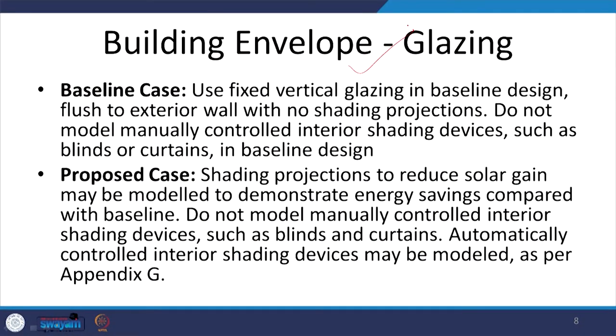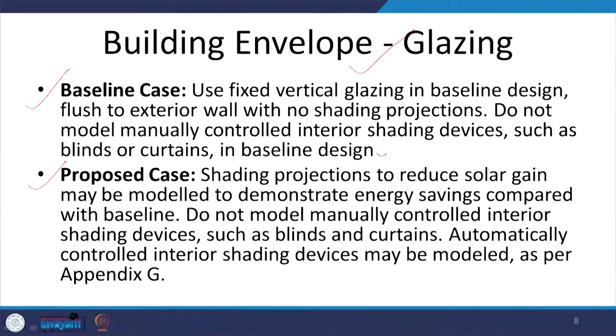If you are talking about building envelope glazing, there are several factors. As far as the material is concerned, the U value and SHGC, we have already seen that they will be taken as per the standard in the base case, while in the proposed case, they will be what is proposed as per the specification. However, when we are talking about shading devices and projections, no shading device will be incorporated in the baseline case, because it is a passive design strategy, and it will be used in the proposed case as it is going to be designed.